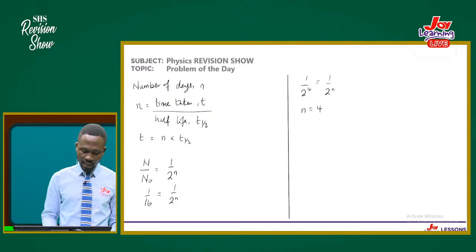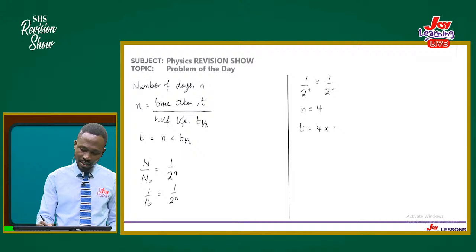It's equal to 4. In that case, t becomes 4 times 3.80, and that will give us 15.2 days.